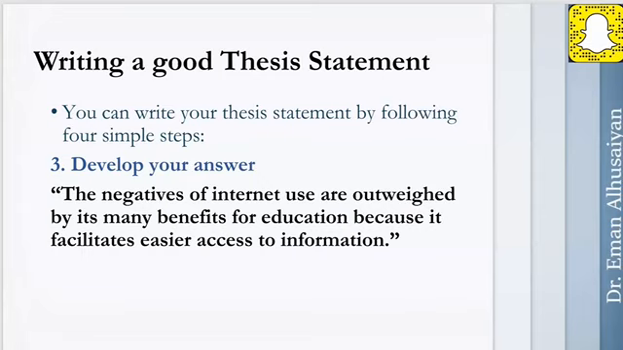So this is an example of how we developed the answers to the previous question concerning the internet, how the answer itself is going to be developed. But of course, this is not the final draft of our thesis statement. The negatives of internet use are outweighed by its many benefits for education because it facilitates easier access to information. So you have given a reason, and this reason is because the internet facilitates easier access to information.